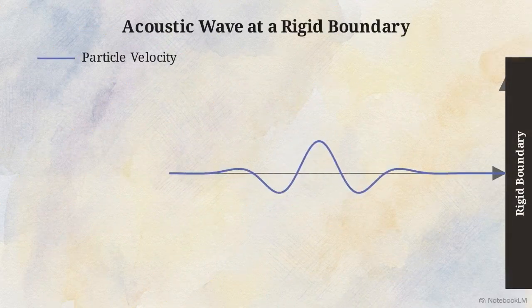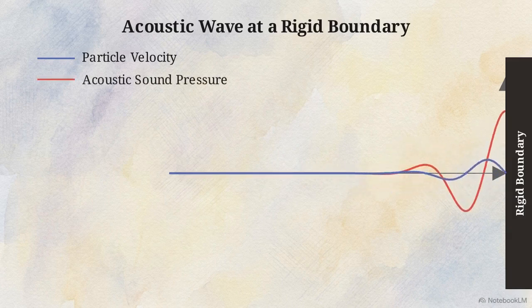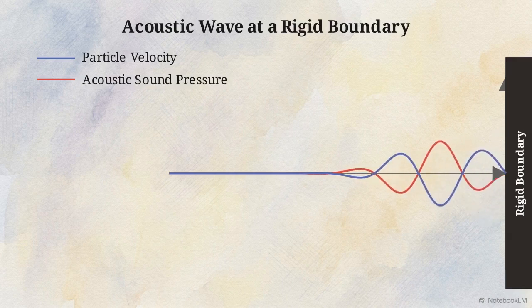Sound travels by physically bumping air molecules together. When moving molecules hit rigid drywall, they have nowhere to go. The wave's particle velocity drops to zero. But you can't delete that momentum. As velocity flatlines against the surface, the kinetic force compresses, pushing acoustic sound pressure to its absolute maximum.